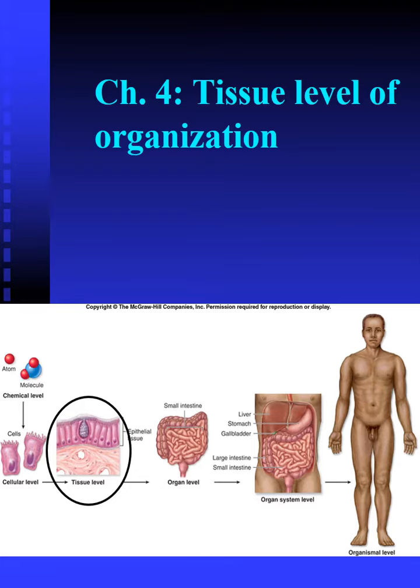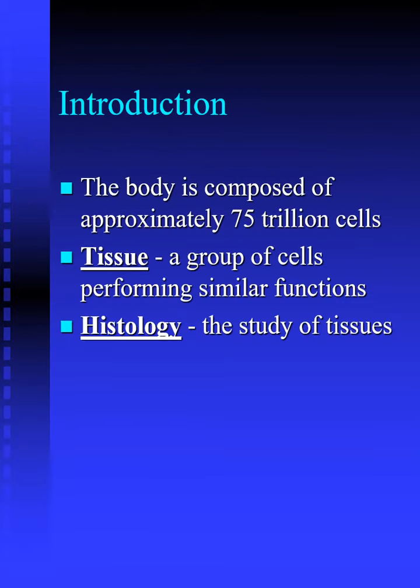This chapter will cover the four main types of tissues that we have: epithelial tissue, connective tissue, muscular tissue, and nervous tissue. In our body, we have approximately 75 trillion cells, and when we have a group of cells that work together to perform a similar function, this is called a tissue. And so again, we have four main tissue types: epithelial, connective, muscular, and nervous.